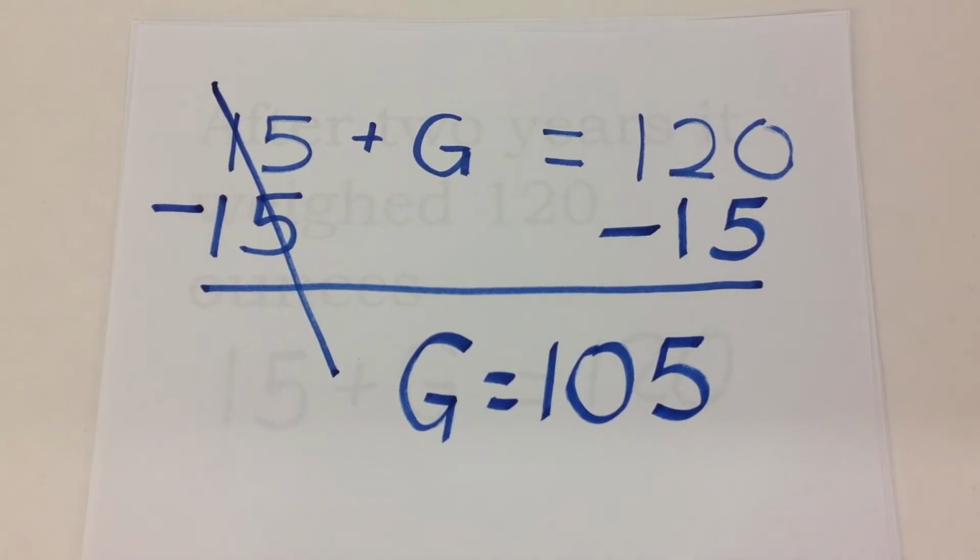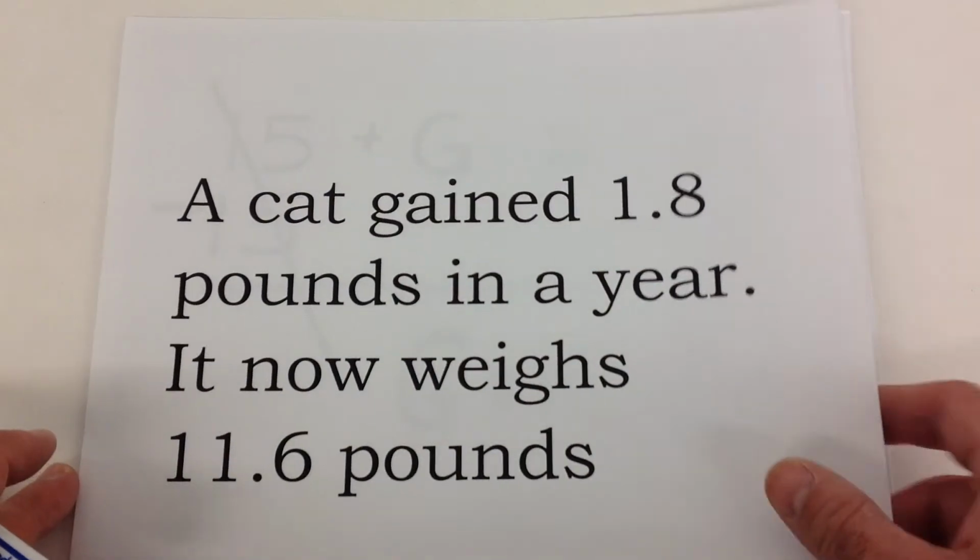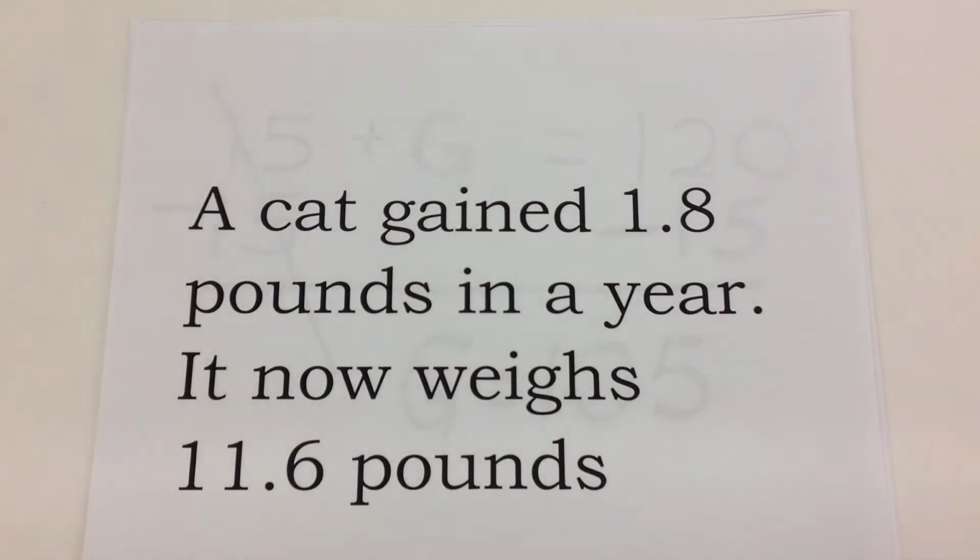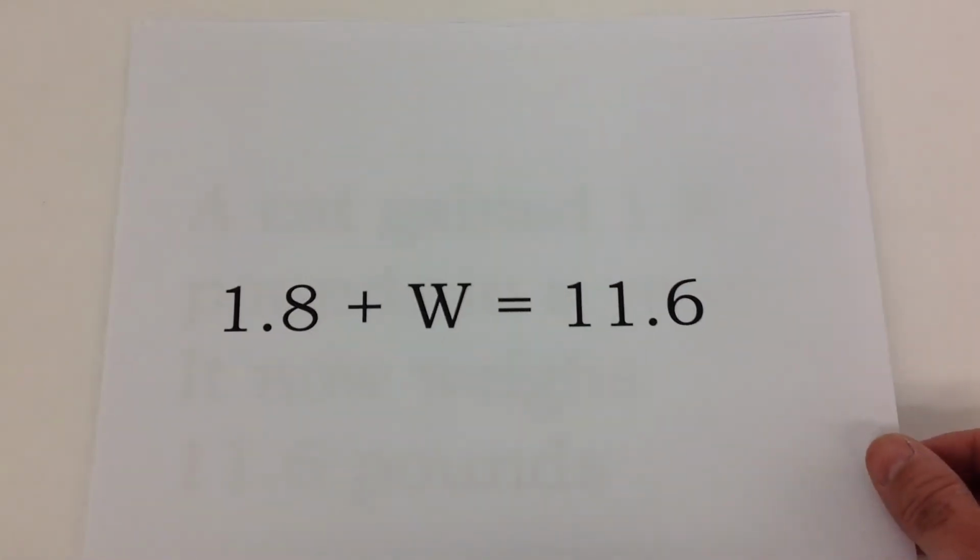Let's do another word problem with decimals. A cat gained 1.8 pounds in a year. It now weighs 11.6 pounds. How would you make an equation with that? Here's the equation.